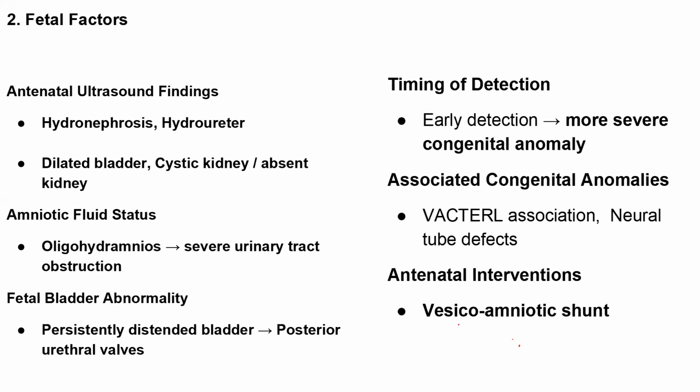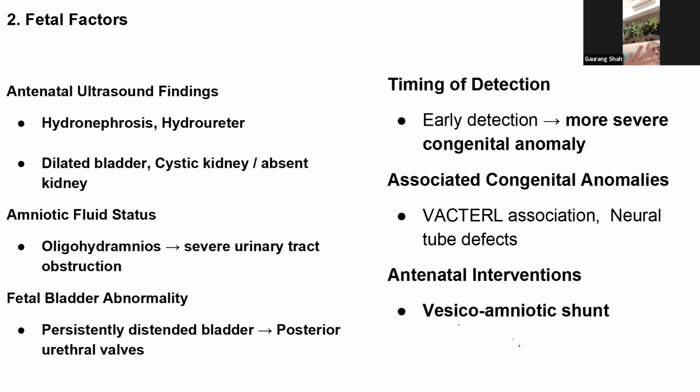Fetal factors: the antenatal ultrasound findings showing hydronephrosis, hydroureter, dilated bladder, cystic kidney or absent kidney; amniotic fluid status, where oligohydramnios can indicate a severe urinary tract obstruction; fetal bladder anomalies such as posterior urethral valves, which can present as a persistently distended bladder. Timing of detection: early detection indicates a more severe congenital anomaly. Associated anomalies could be present, such as VACTERL association and neural tube defects, and antenatal interventions should also be taken into consideration.